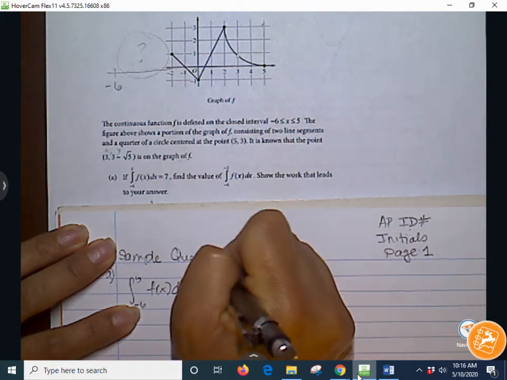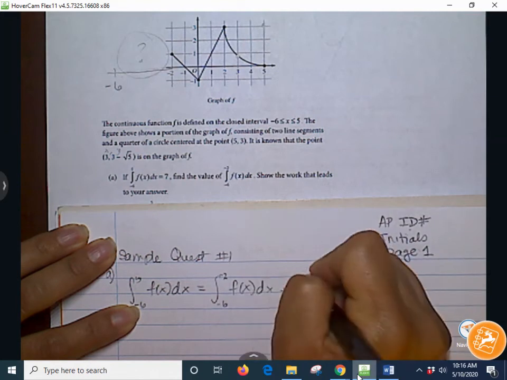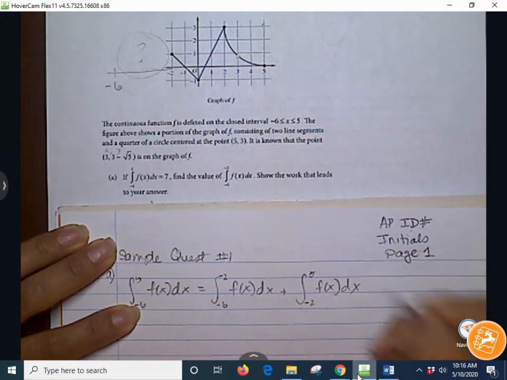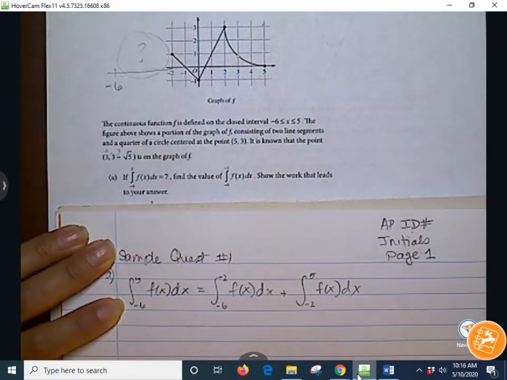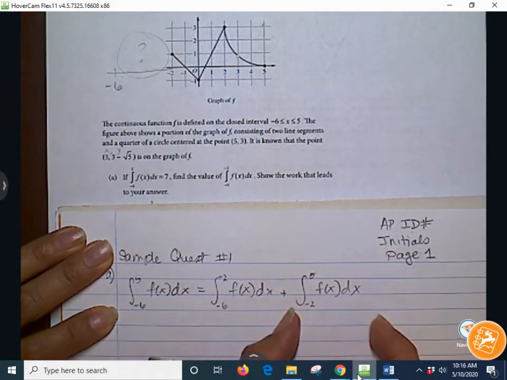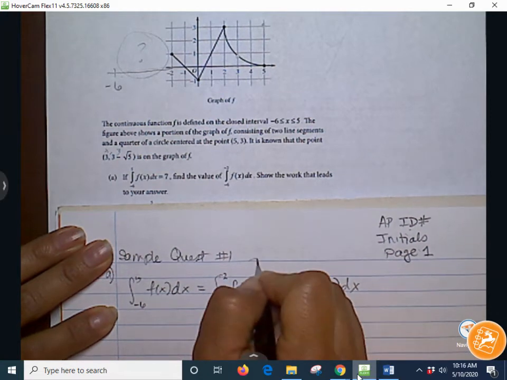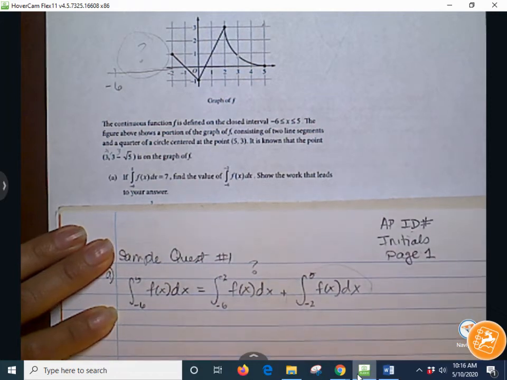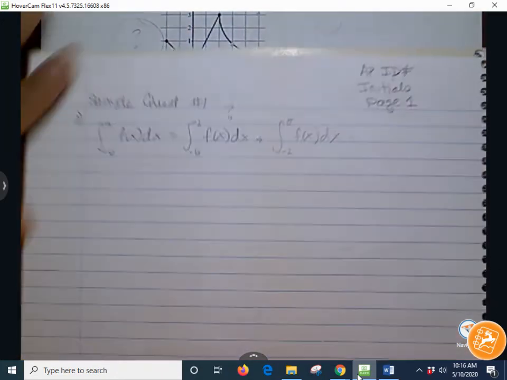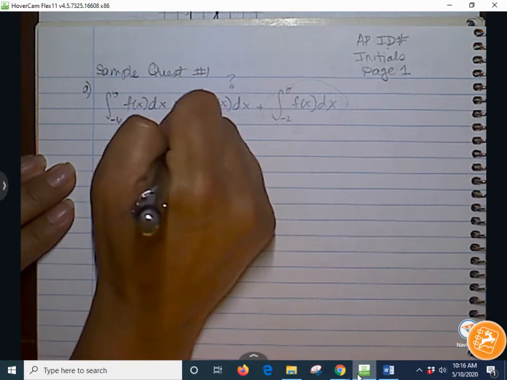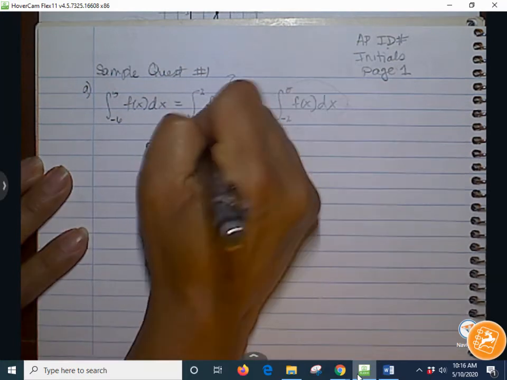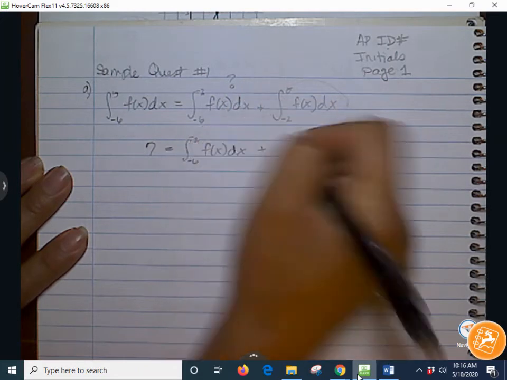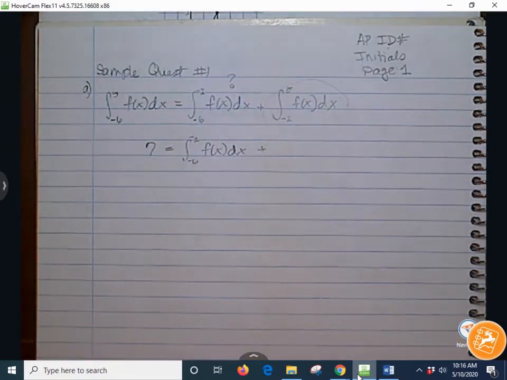Oh, sorry, -2. Plus the integral of -2 to 5 of f of x dx. So that's what this integral is equal to, these two integrals. And this is the one that is not shown, and this is the area that is shown. All right, so now I have my equation set up using my properties of integrals. So now let's see how I can start working this out. The integral from -6 to -2 of f of x dx, plus, I can figure this out. So let's figure that out.